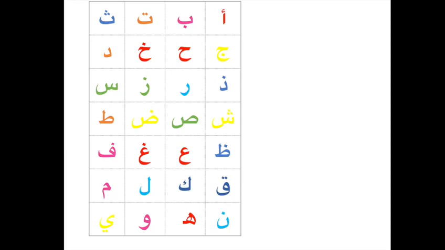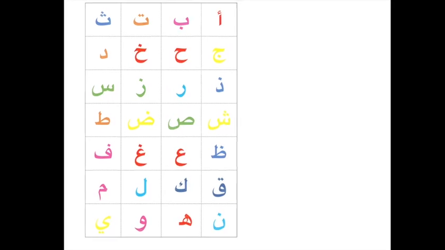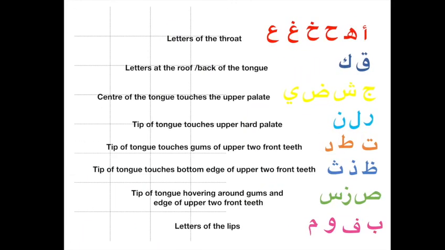Now you may have noticed that I have coloured these letters in. They're actually grouped into the areas where they are emitted around the throat and the mouth. So if we take a look, here are the group of letters. Each one has been categorized, so start out from the letters of the throat, which are right down the bottom, and then you have the letters further up at the back of the tongue, and they work their way around.